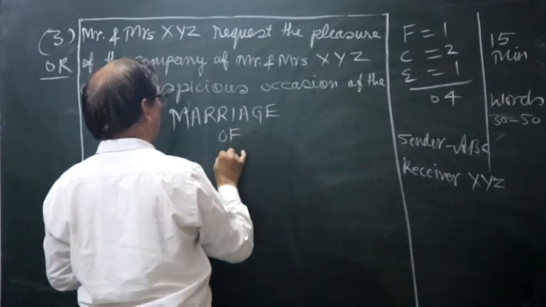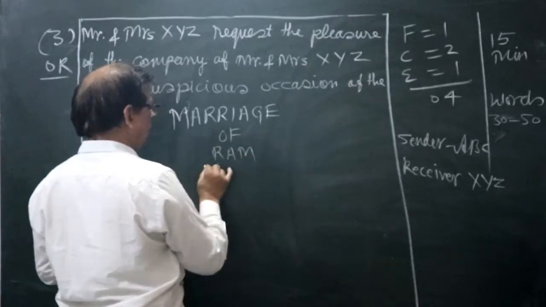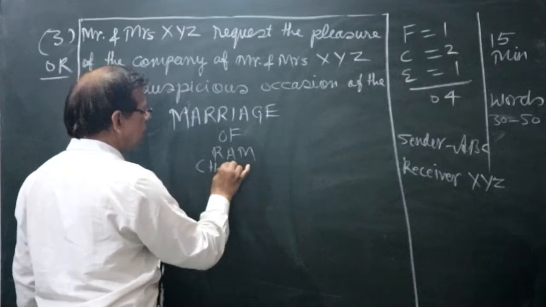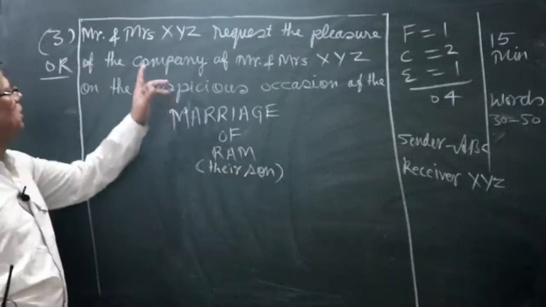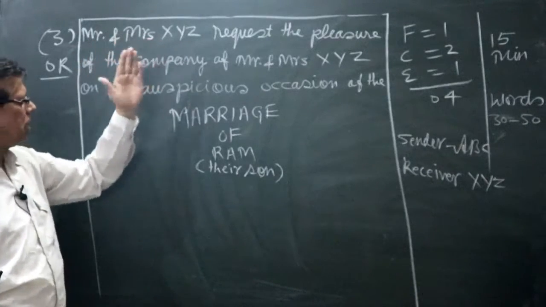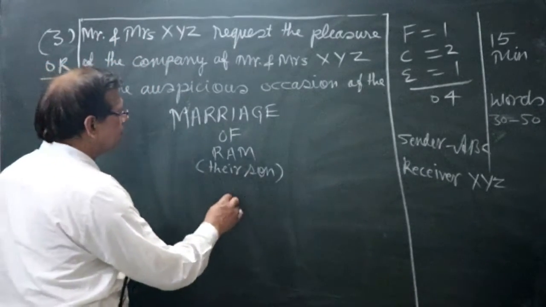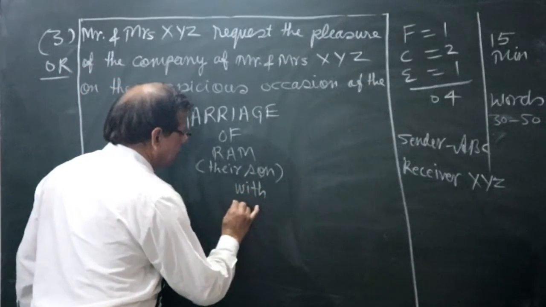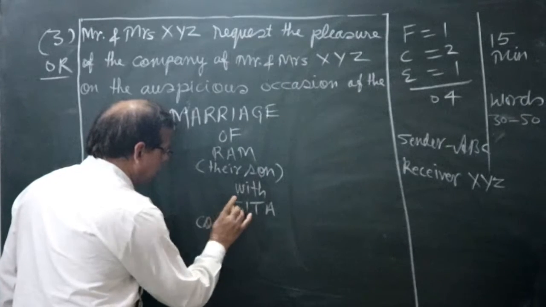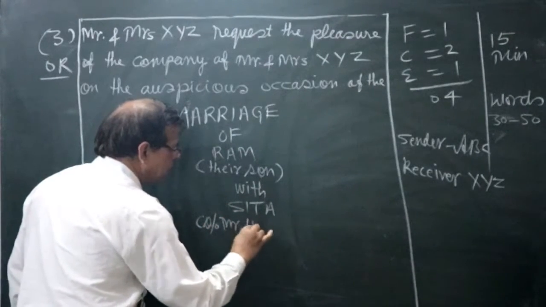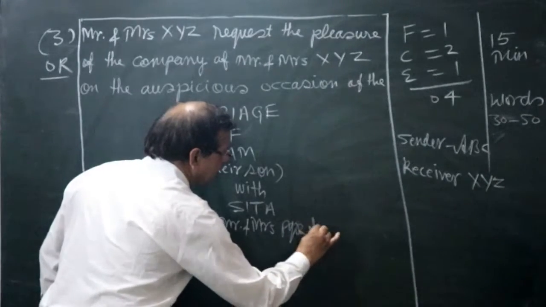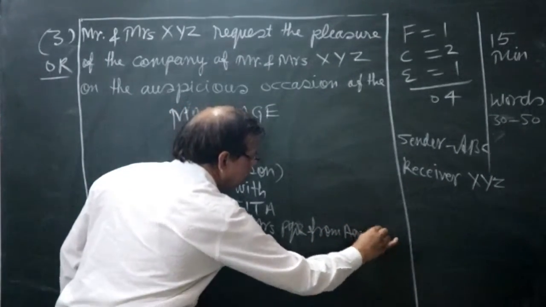of Ram. Who is Ram? In the bracket, their son. That means Mr. and Mrs. XYZ. Ram is the son of Mr. and Mrs. XYZ, third person language, so not our son, their son. With Sita, who is Sita? Daughter of Mr. and Mrs. PQR from Agra. Bracket close.